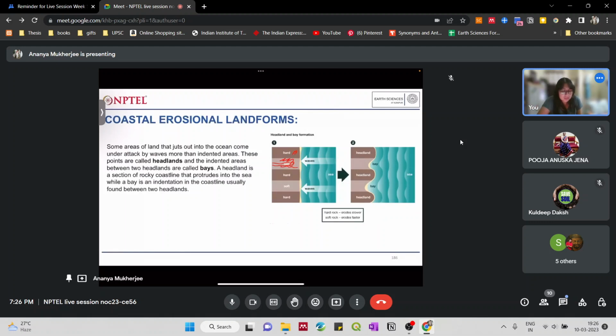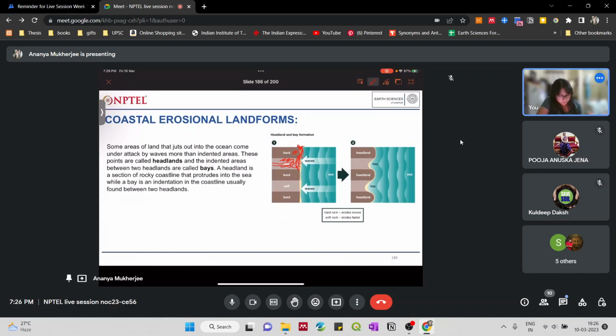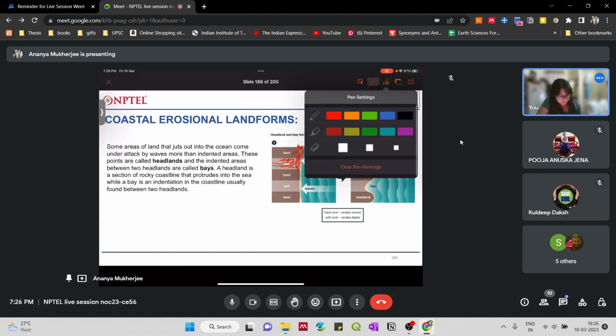So this area will get eroded, and this area will get eroded, and it is going to form these curved kinds of shapes. And this area will have deposition over here. This area will get eroded faster than this. I'll just erase this.